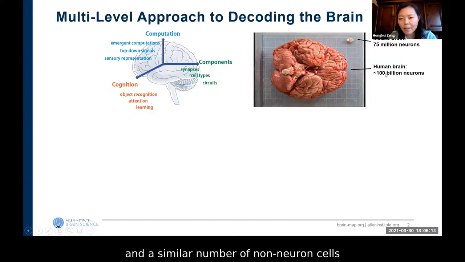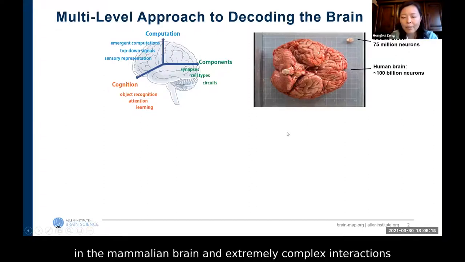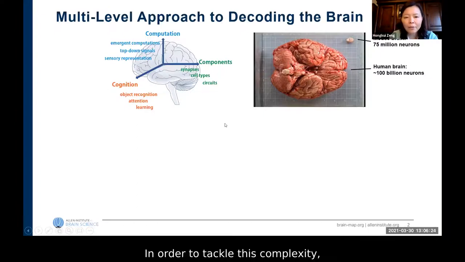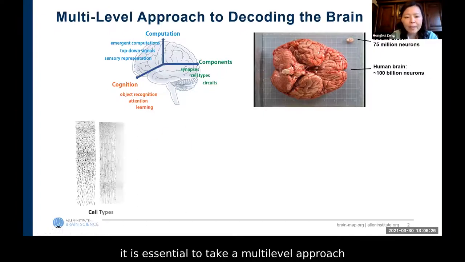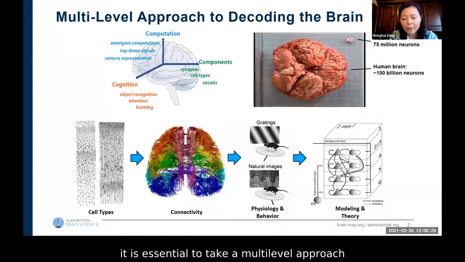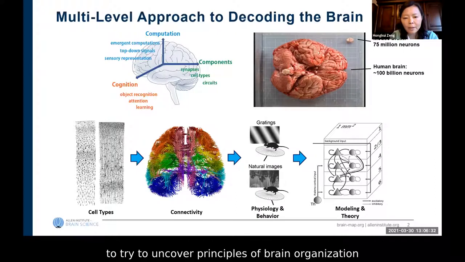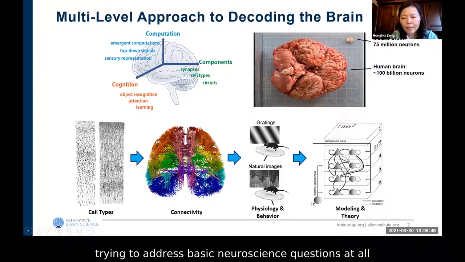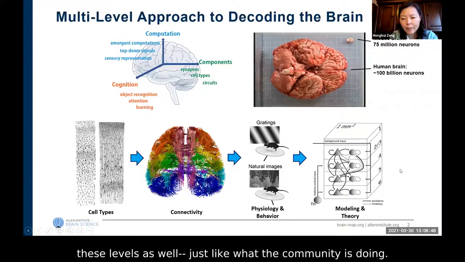number of non-neuronal cells in the mammalian brain, and extremely complex interactions through synaptic and non-synaptic connections among all these cells. In order to tackle this complexity, it is essential to take a multi-level approach to try to uncover principles of brain organization at these different levels. At the Allen Institute, we have established a series of approaches trying to address basic neuroscience questions at all these levels as well, just like what the community is doing.